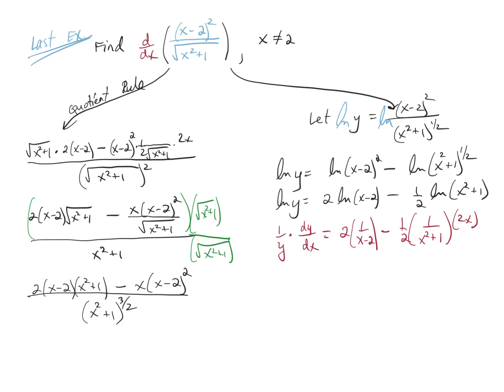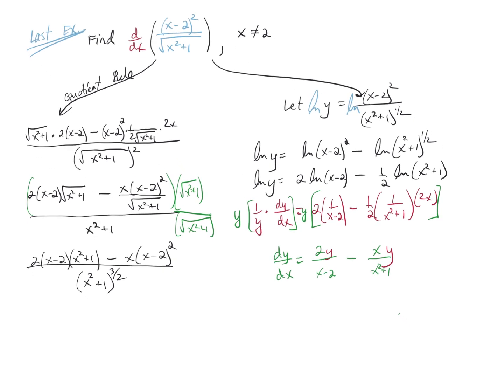Now let's multiply both sides times y. And we get dy/dx equals, so 2y over x minus 2. And then this expression is really just x over x squared plus 1. So we're going to multiply that by y. And now we need to do our substitution of y. Remember that y was equal to this original expression. y is equal to (x minus 2) squared over the square root of x squared plus 1. So if we put that in, we should be done.